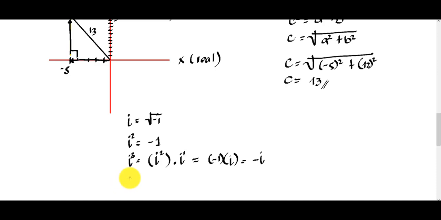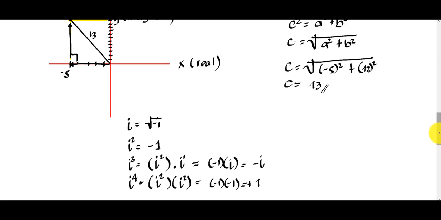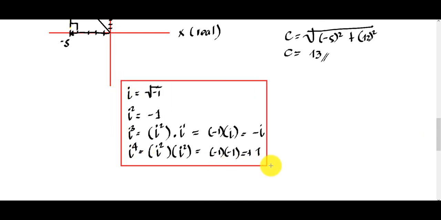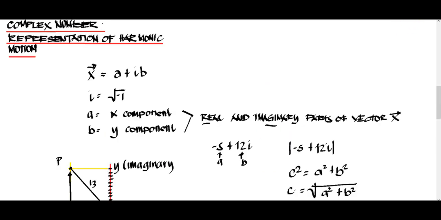Now for i raised to the fourth power, we're going to break it down as i squared multiplied by i squared. The value of this is equal to -1 times -1, so we have the value of +1. This is positive. Okay, we'll be using these values as we go along, so please familiarize yourselves with them. We'll be using these values mostly. So I'm going to highlight this one. It's very important.